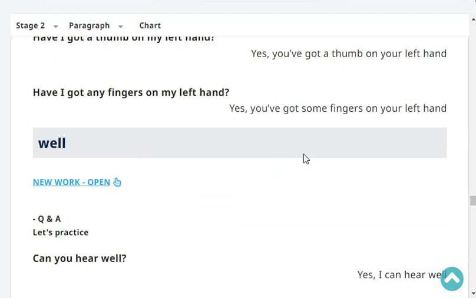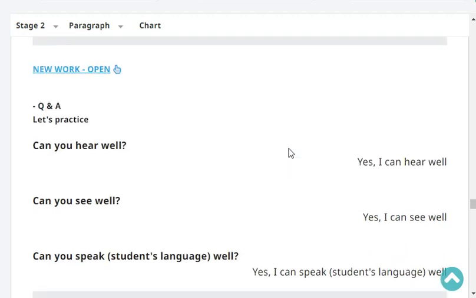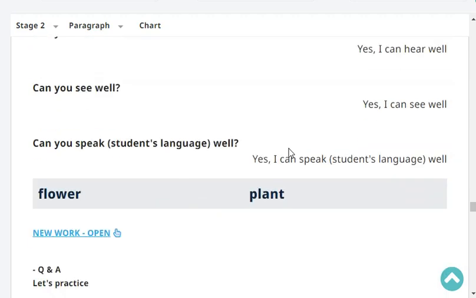Can you hear well? Yes, I can hear well. Can you see well? Yes, I can see well. Can you speak Japanese well? Yes, I can speak Japanese well. Very good.